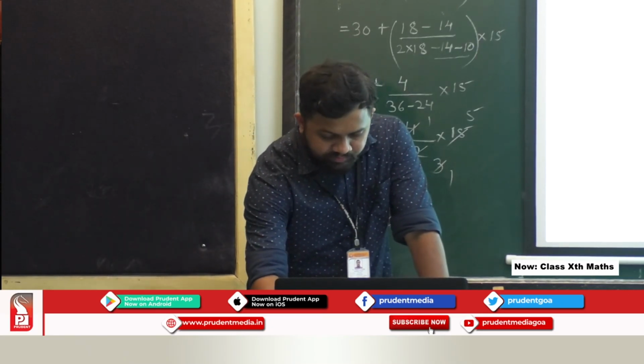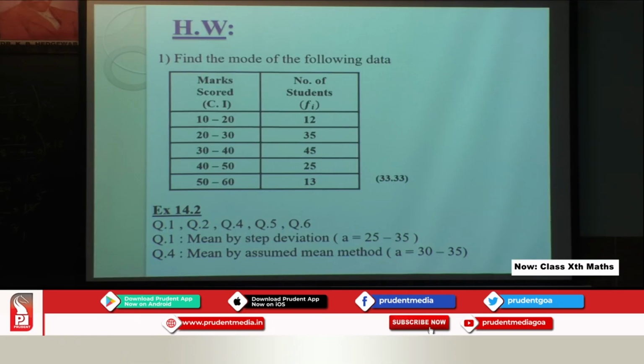Let's take the homework. This is one of the problems which I give, and these are the questions from your textbook, exercise 14.2. There are 2 questions where you have to find the mean, for which I have given the method also, and the assumed mean is also given.